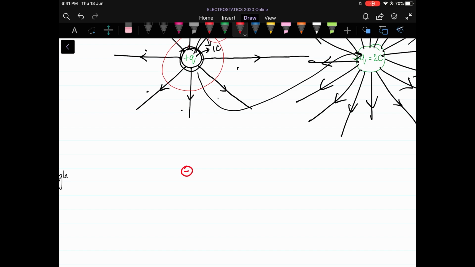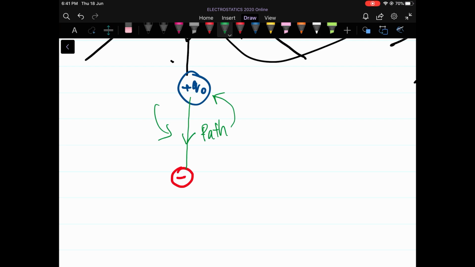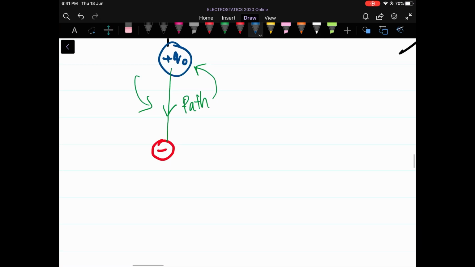Then suppose you have a negative source charge, and I take a positive test charge near it. You will see that this positive test charge will be attracted by the negative source charge. So this line here clearly shows the path followed by the test charge when I have kept or suspended the test charge freely in this field. Again, if I keep the positive test charge somewhere here, it will be pulled towards the center of the negative source charge.